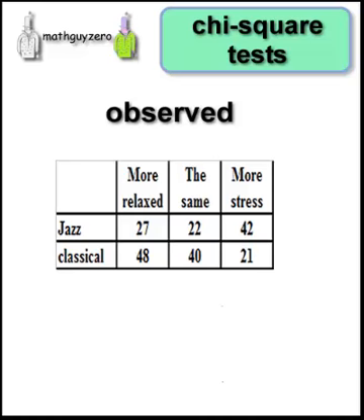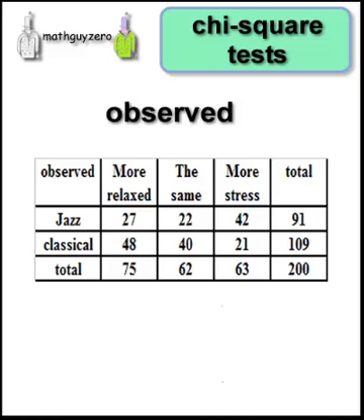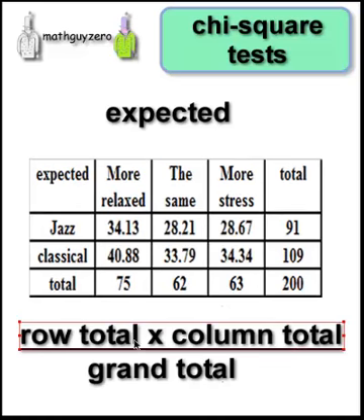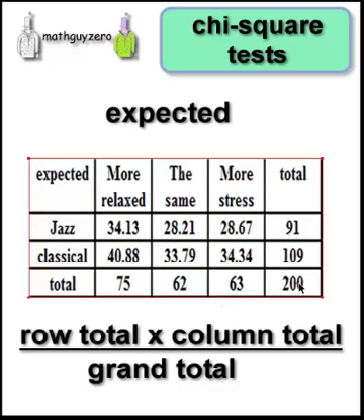So we start with the given data, that's the observed. With this, we need to find the row totals and the column totals. And then we just erase all the cells, keep the totals. We need the totals to figure out what each individual cell count is going to be expected to be. And to do that, we take the row total, we multiply it by the column total. Whatever that product is, we divide it by the grand total. That's the 200 down here, and we just do it for each and every cell.